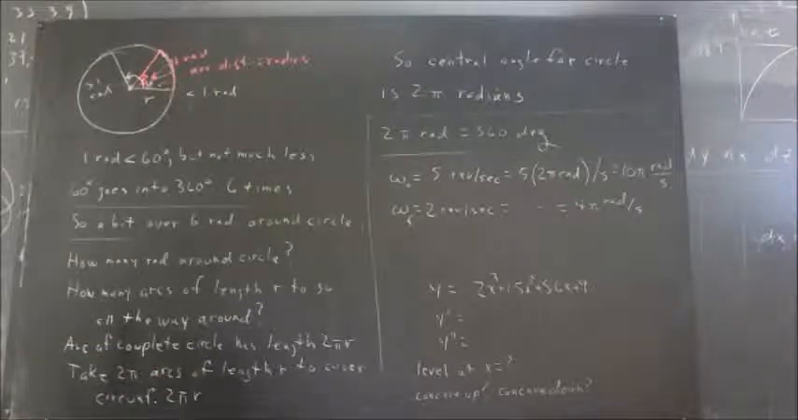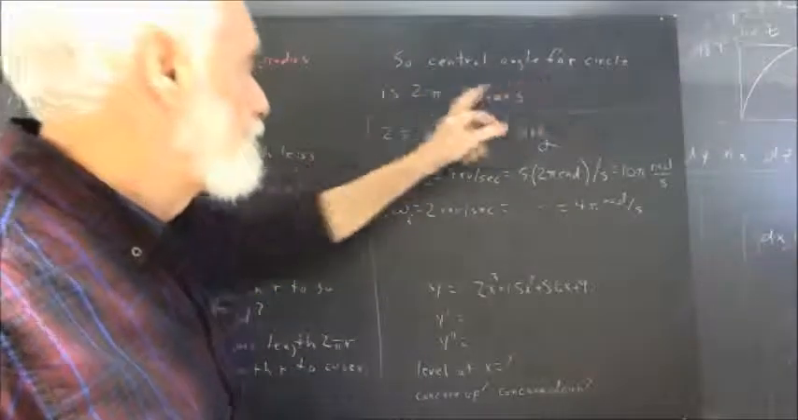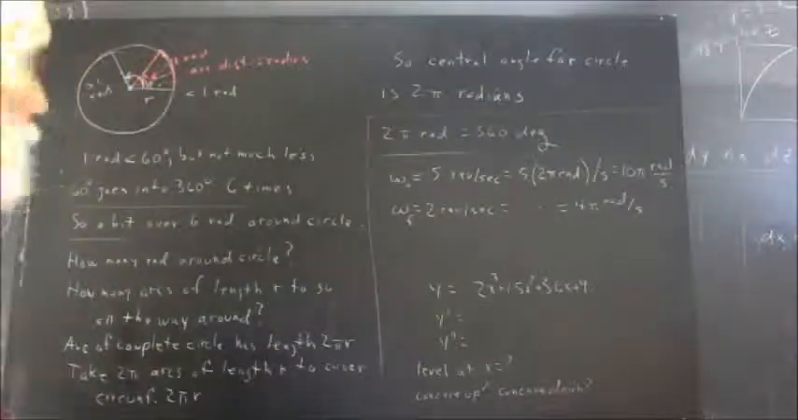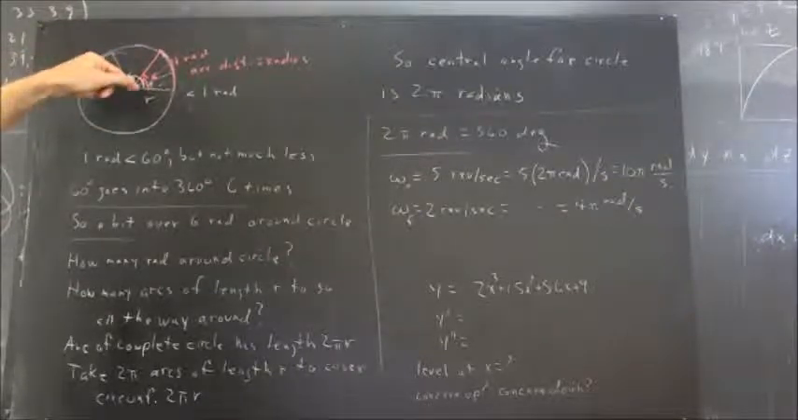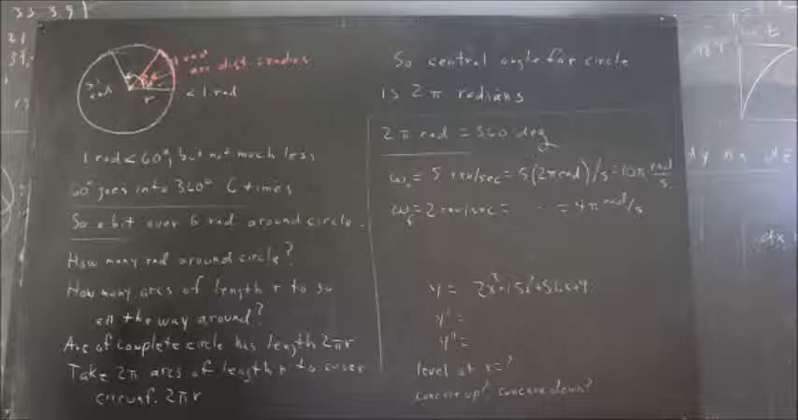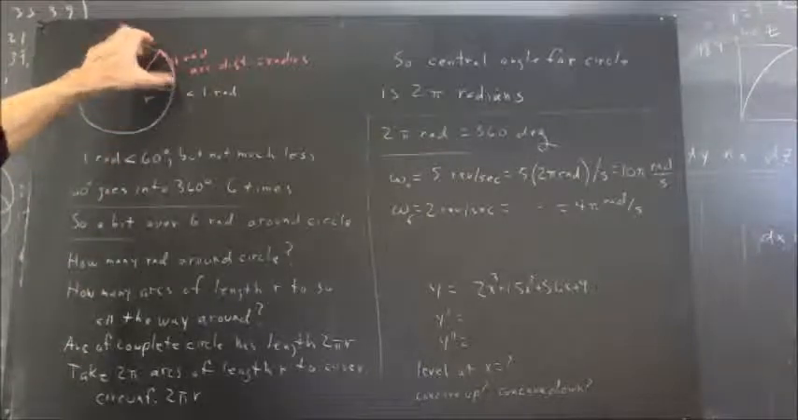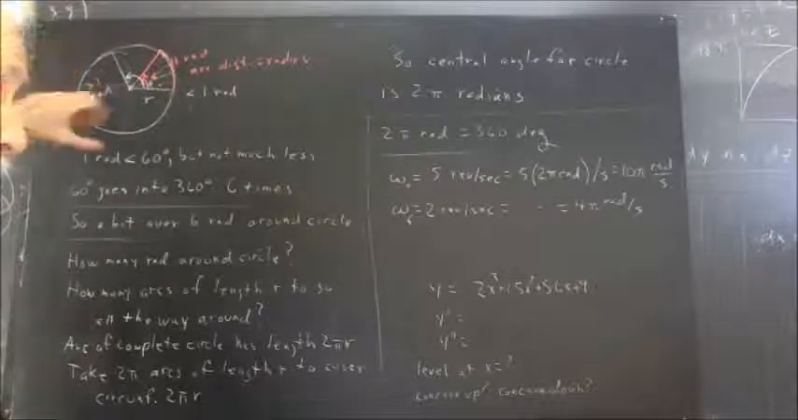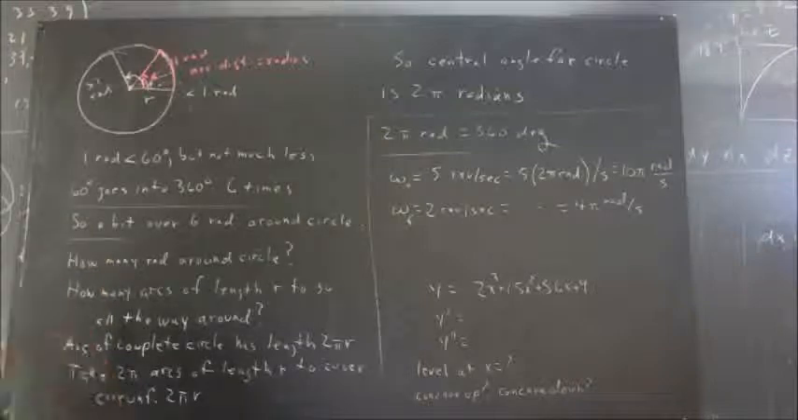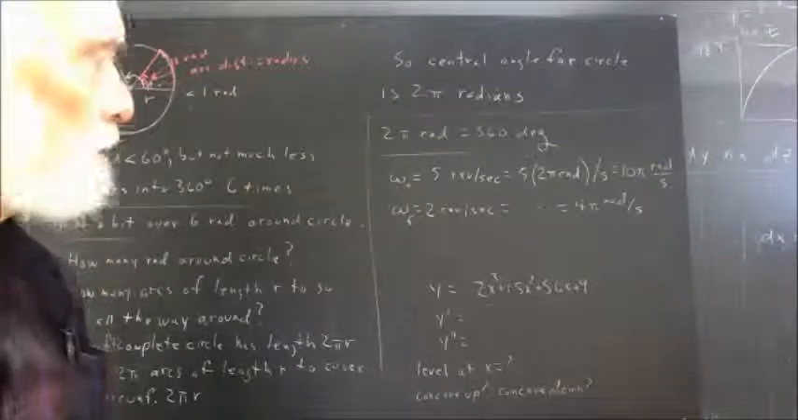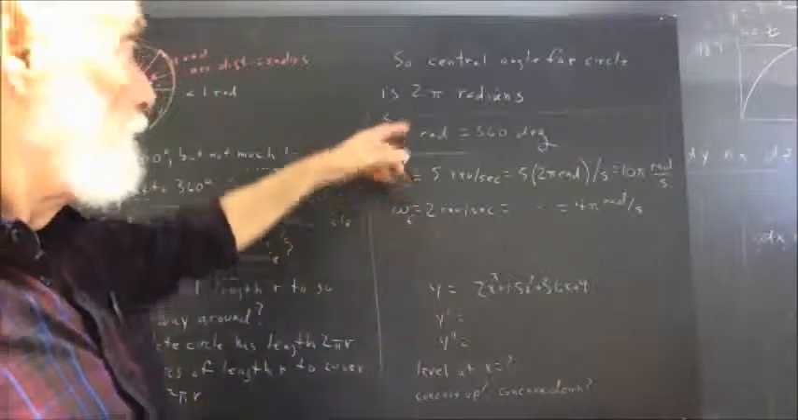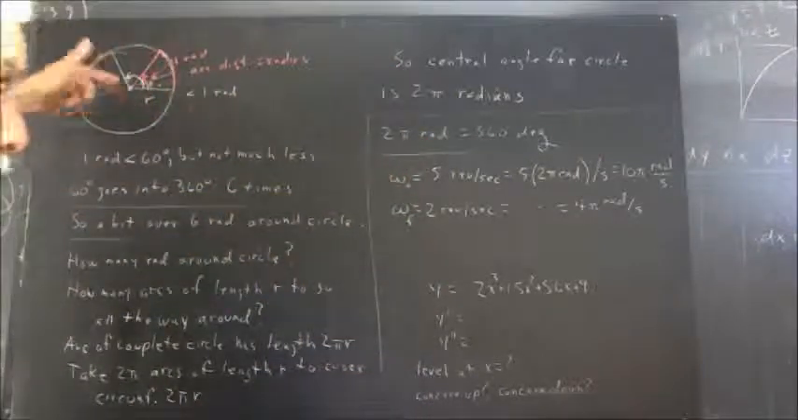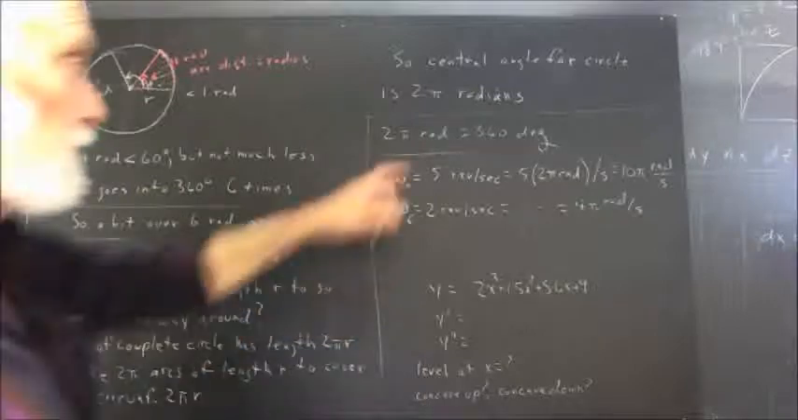Okay, that'd be ideal. Well, this means then that the central angle for a circle is 2 pi radians. In other words, the central angle from here all the way around has to be 2 pi radians because it's 2 pi radii around the arc of the circle. Now there's more. 2 pi radians is 360 degrees then, okay? Because the central angle is also 360 degrees. And that's going to be very convenient.